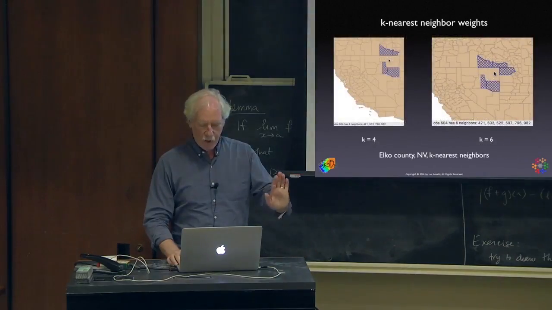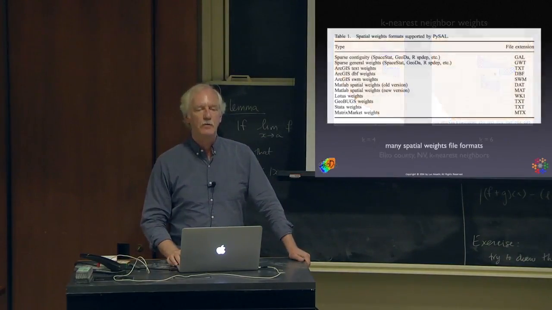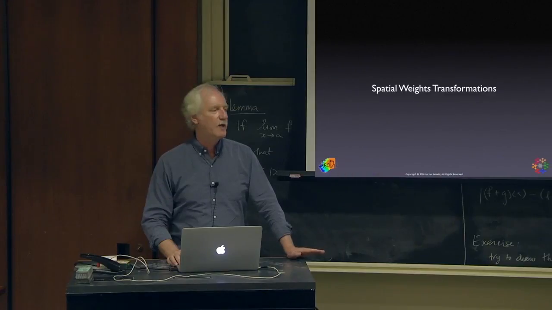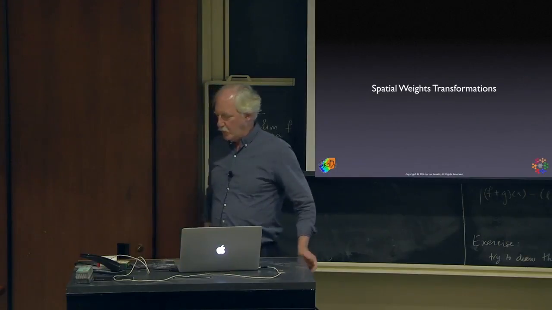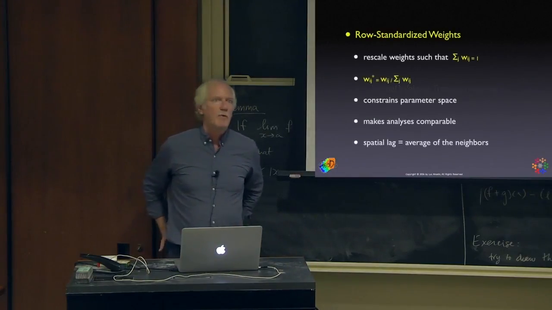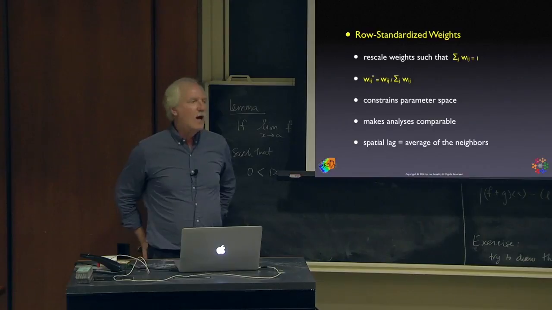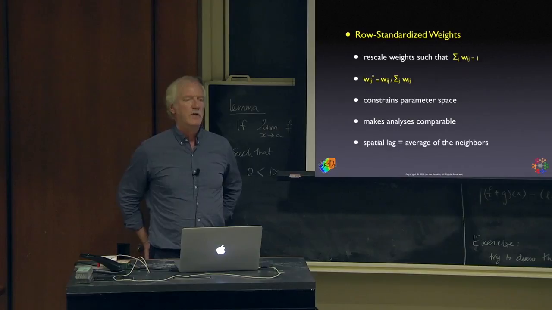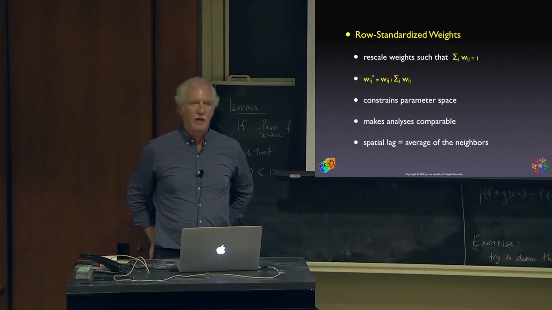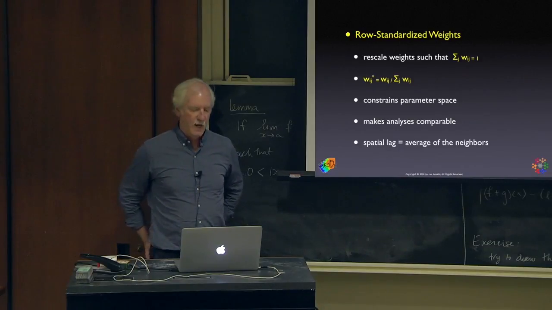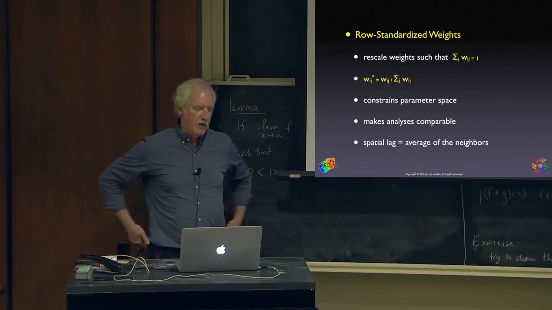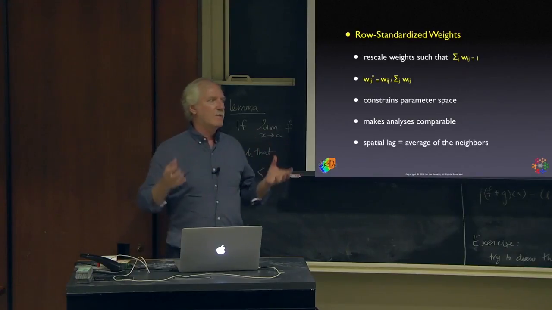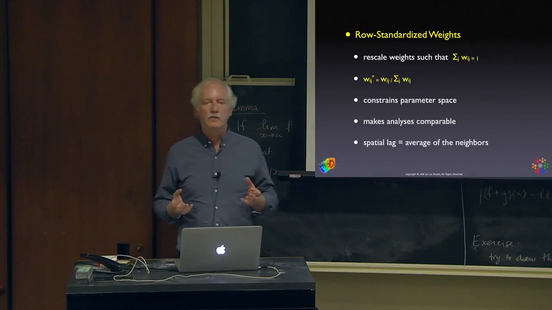So there's many weights. We'll talk about that in the lab. I want to talk about transformations of the weights and then the characteristics of the weights. So transformations. We typically, in our statistical operations, do not like to use the weights as 0, 1. There's only a few instances where we like to keep them that way as Boolean weights, or binary weights, as they're called.